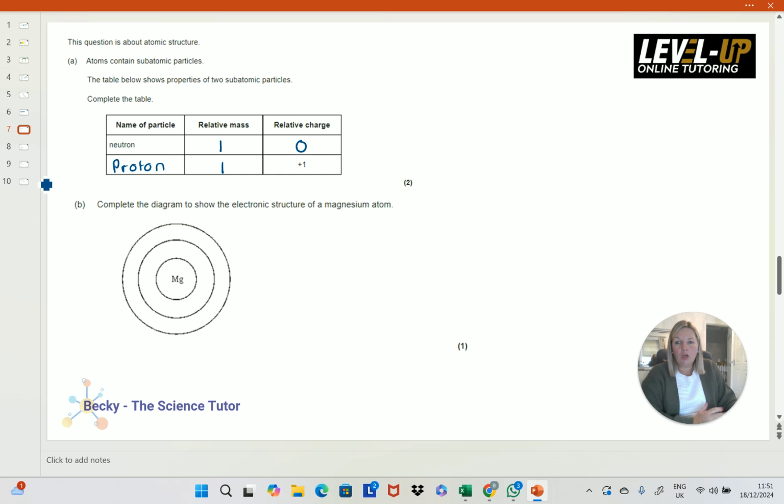Complete the diagram to show the electronic structure of magnesium. Again, this question might then lead into some form of bonding question, but it wants to know, can you identify how many electrons it's got, and can you draw the structure? So when we look at our periodic table, magnesium is 24 and a proton number of 12. It's got 12 protons, it must have 12 electrons.